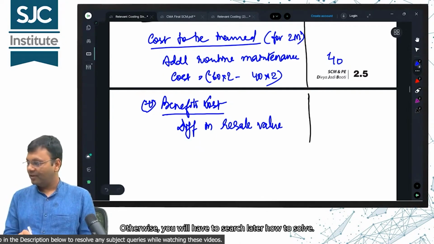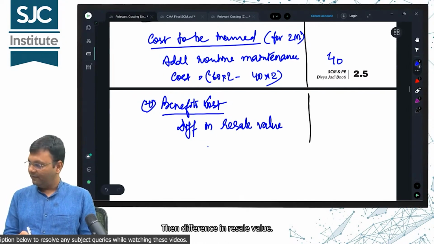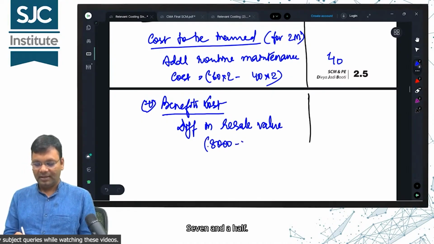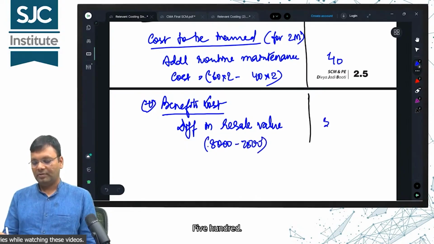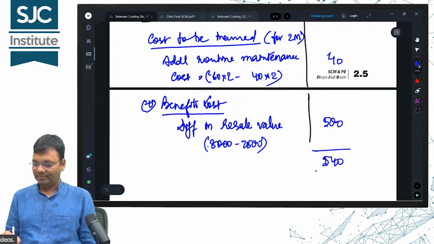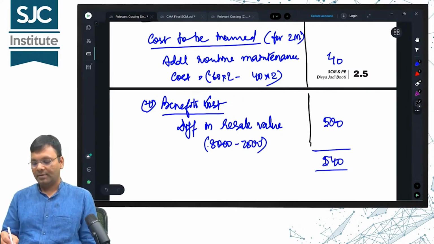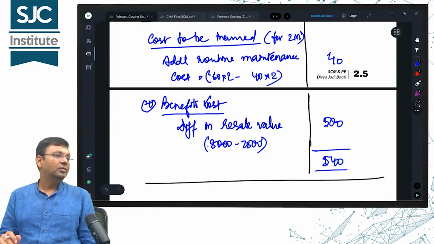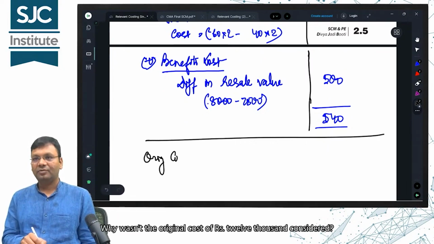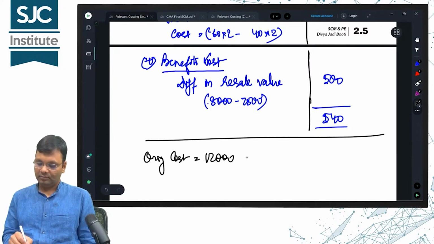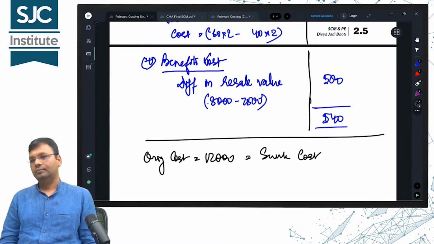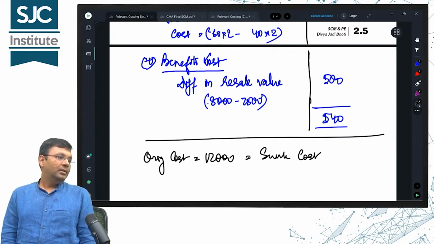Otherwise, you will have to search later how to solve. Then difference in resale value. How much was the amount? 8,000 minus 7,500, that is 500. Should we multiply by 2 months? No. 540. Now write it yourself according to you. The machine's cost is 12,000 rupees, right? Why wasn't the original cost of 12,000 considered? It's a sunk cost. Okay. Great. So further.